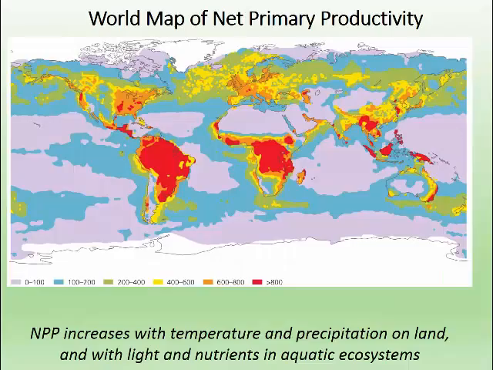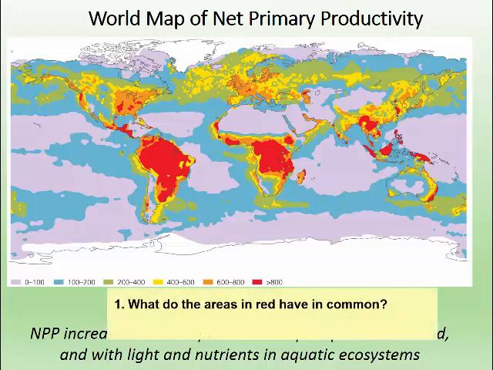This map shows the net primary productivity of ecosystems across the globe. Notice that net primary productivity varies geographically with temperature and precipitation. Here are some questions to consider as you study this figure. 1. What do the areas in red have in common? 2. There are areas of blue and purple on land and on the oceans. Do you know why oceans are colored this way?